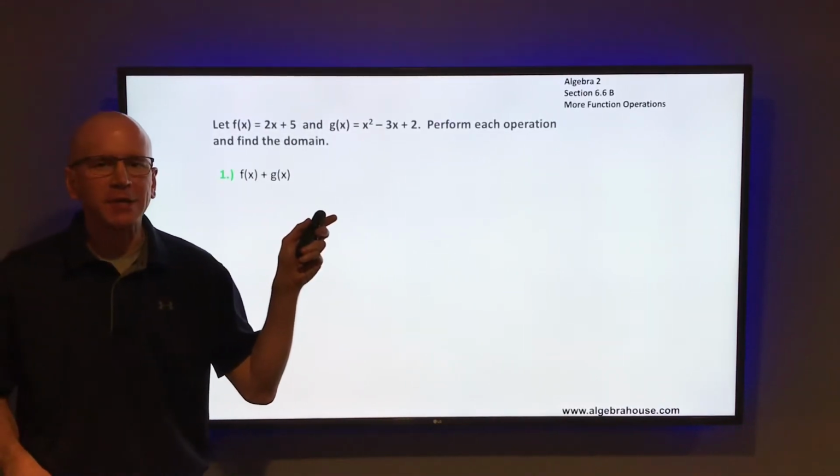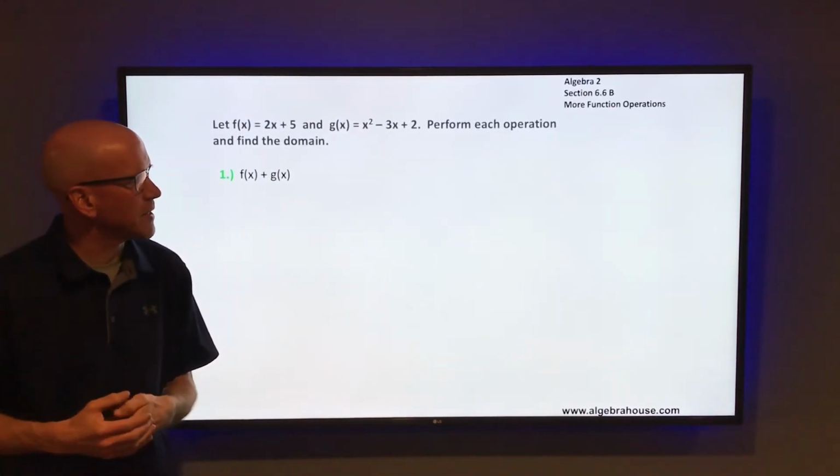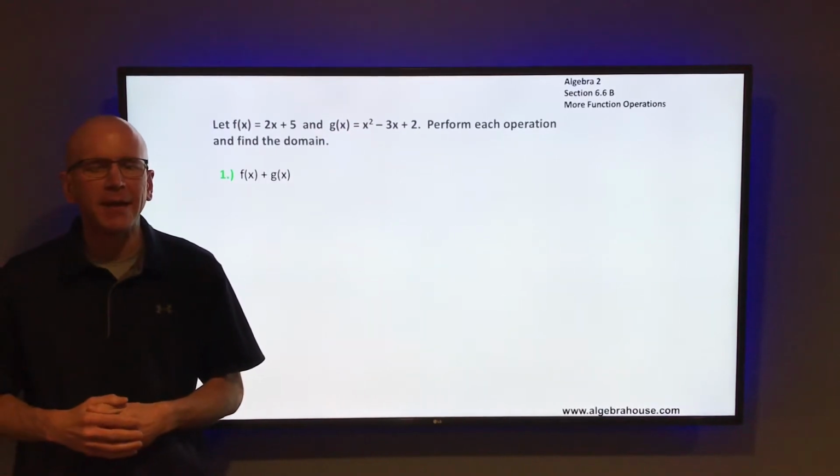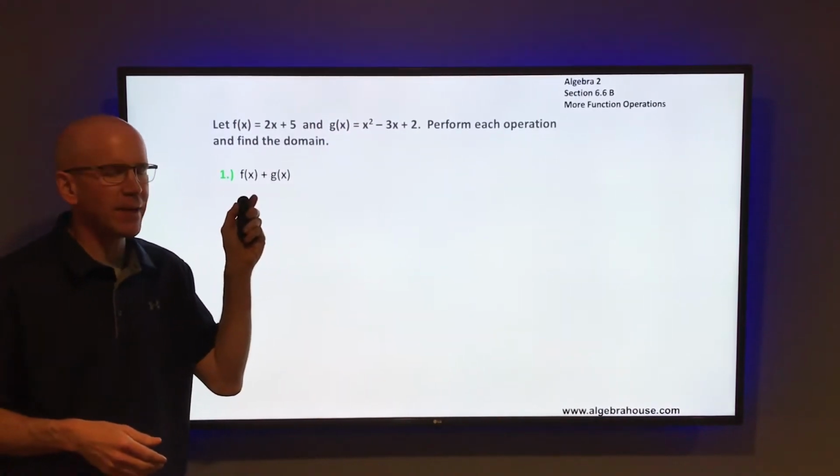Let f of x equal 2x plus 5 and g of x equal x squared minus 3x plus 2. Perform each operation and find the domain. So I'm going to start with f of x plus g of x.